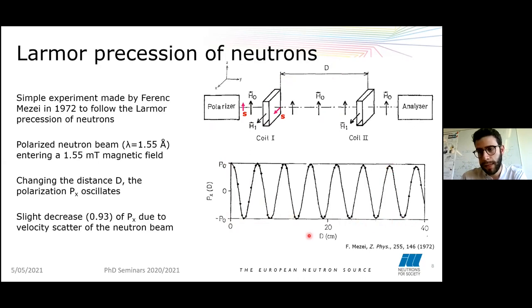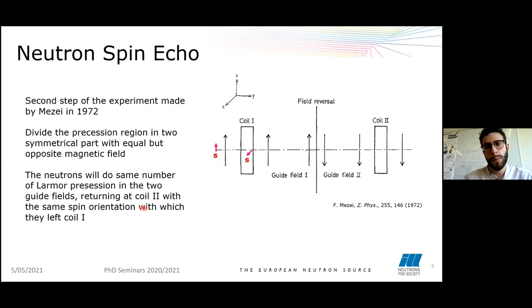We lose 7% of the polarization due to the scattering of the neutron beam. The second step was to insert a field reversal in the middle, so dividing the precession region into symmetrical parts with equal but opposite magnetic field. In this way, the neutrons will do the same number of precessions in this part and in the second part. So at the end, we recover the total polarization.